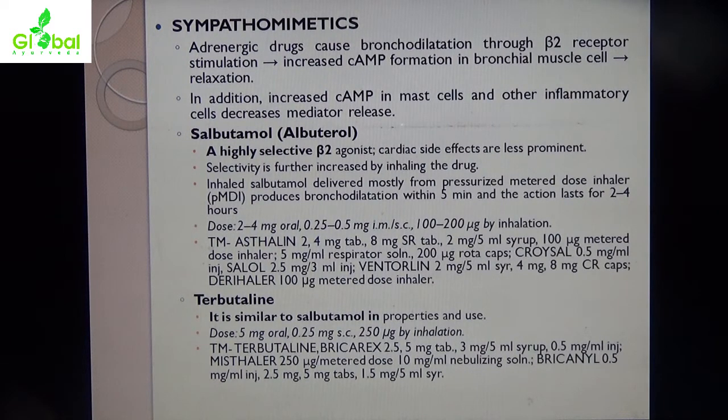Terbutaline is similar to salbutamol in properties and use. Inhaled salbutamol and terbutaline are currently the most popular drugs for quick relief of bronchospasm, but should not be used on any regular schedule. Regular use does not reduce bronchial hyperactivity and may even worsen it. This may be responsible for diminished responsiveness after long-term use.